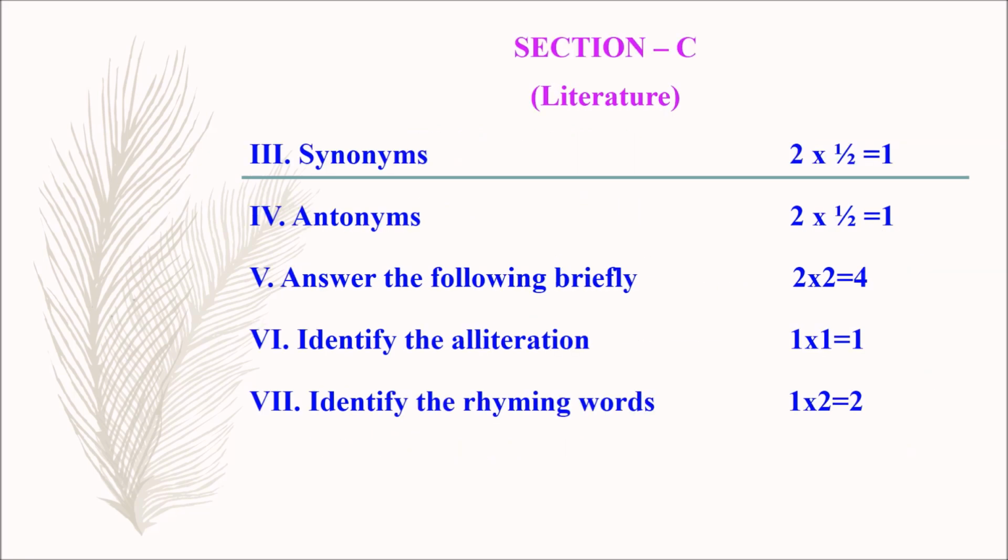Section C, Literature. Roman letter 3, synonyms. They will give you 2 synonyms. Each carries half mark. So overall 1 mark for synonyms. Roman letter 4, antonyms. They will give you 2 antonyms. Each carries half mark. So overall 1 mark for antonyms.